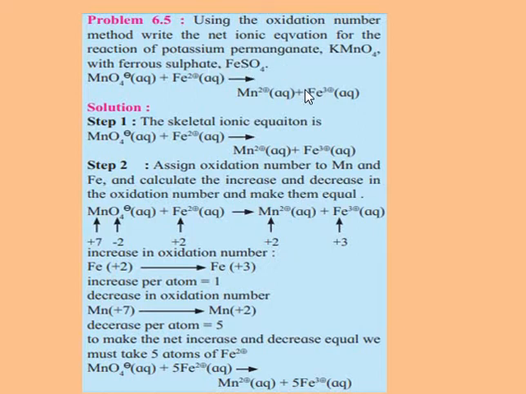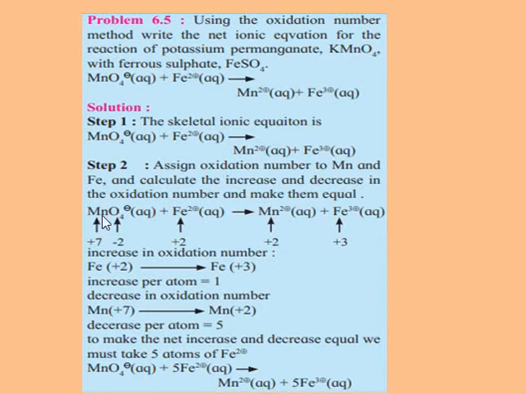Fe2 plus is converted into Fe3 plus, and in MnO4 minus, the manganese goes from plus 7 to plus 2. For this example, here is the solution. First, step 1: the skeletal ionic equation is written as it is. Step 2 is to assign the oxidation numbers. Assign the oxidation numbers of manganese and iron, calculate the increase and decrease in the oxidation numbers, and make them equal.